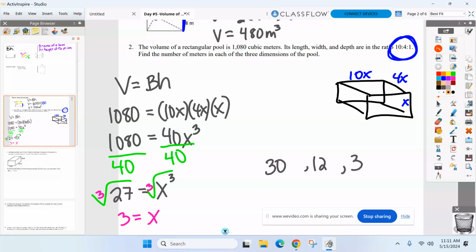Quick question before I end this. What about my units? Should I cube them? Absolutely not. We didn't find volume. We just find a measurement. We found the side. So just keep it meters, meters, meters. If you want to go 30 by 12 by 3 instead, that's fine.